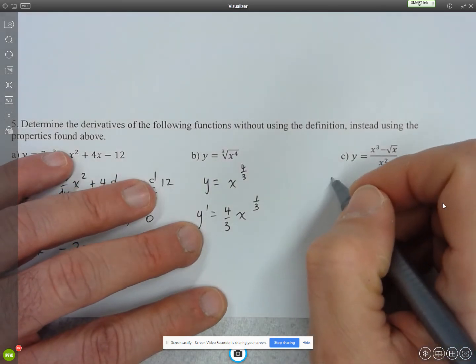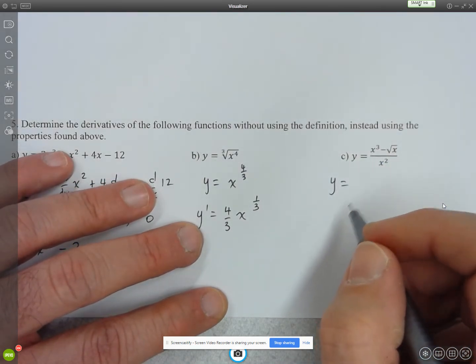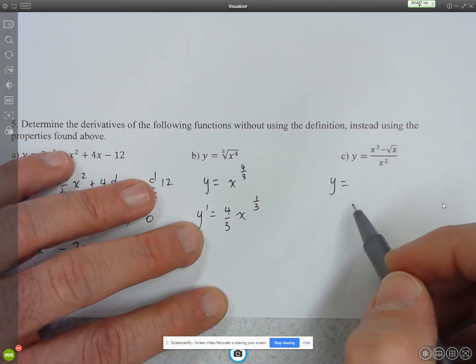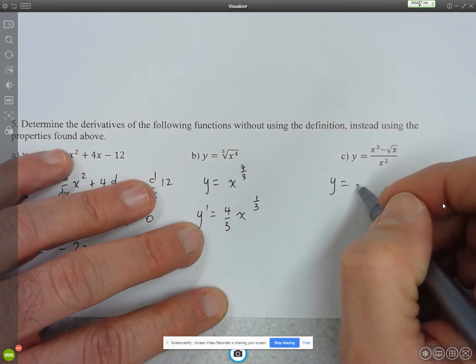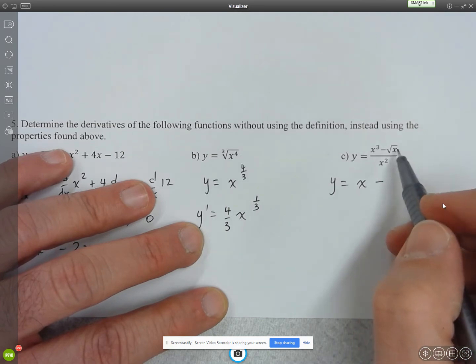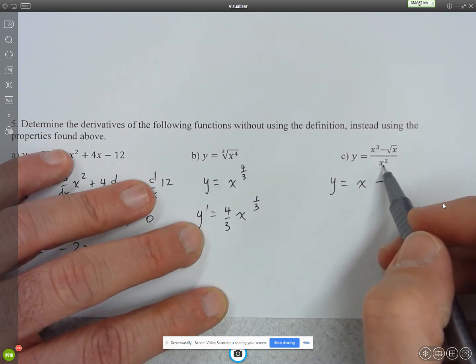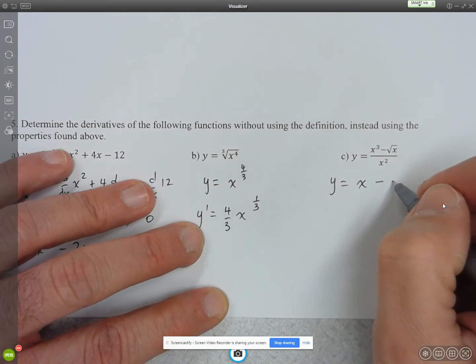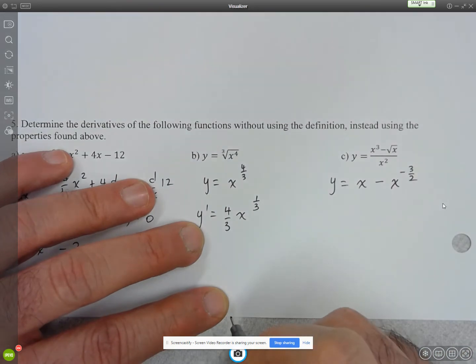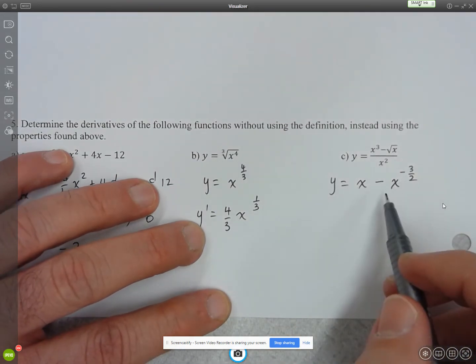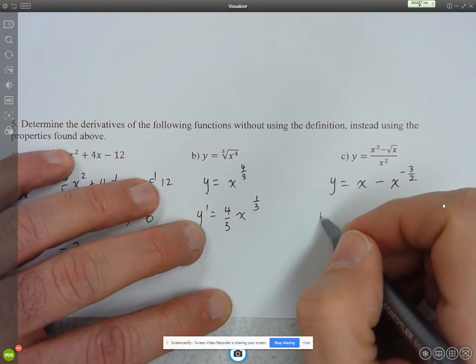Well, one thing I can do is I can simplify this expression. I can break up this fraction into x cubed over x squared, which is just x, minus x to the 1/2 divided by x squared. So 1/2 minus 2 is negative 3/2. So x to the negative 3 over 2. All right. And now I've written it in a form with which I can find the derivative directly.